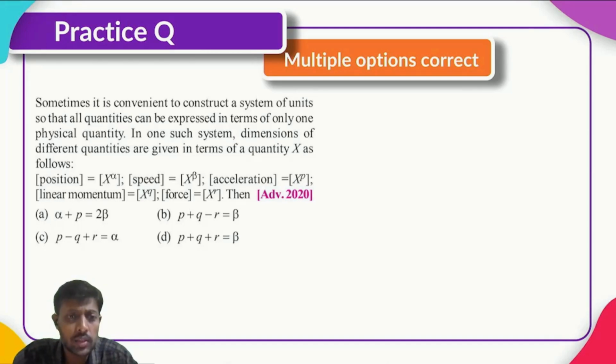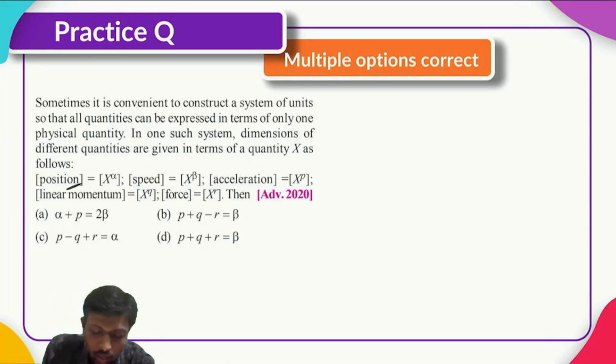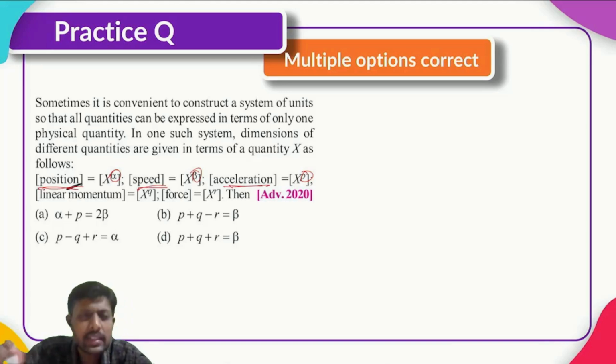So that's the situation. What do we have to find out? We have to find out the relation between those indices. Let's look at the first option. The first option talks about alpha, p, and beta. Alpha is here, p is here, and beta is here. So somehow I have to relate position, speed, and acceleration.